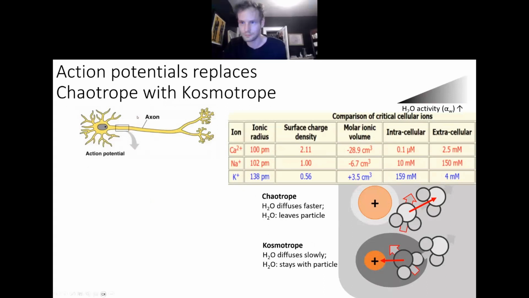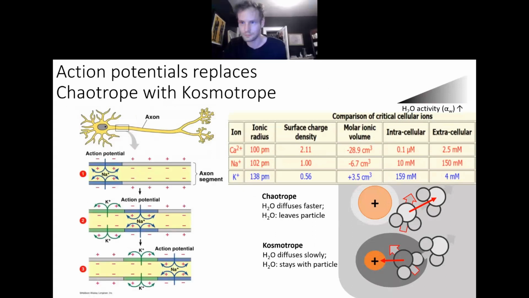What does this mean? That when the electrical signal, called the action potential, travels down the axon, it's exchanging potassium on the inside for sodium on the outside. And that's what's actually being traveled down.